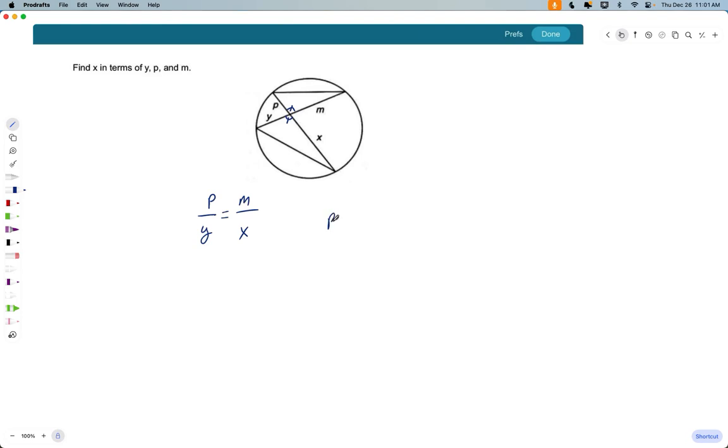So we have P times X is equal to M times Y. Divide both sides by P in order to find the value of X. X is equal to MY divided by P. That is your solution. And actually, I'm not sure if it wants MY over P or if it wants X is equal to MY over P. So you try this first. If it doesn't take it, then do the whole thing. Next problem.